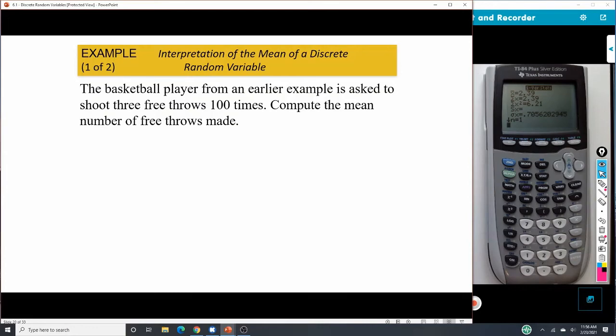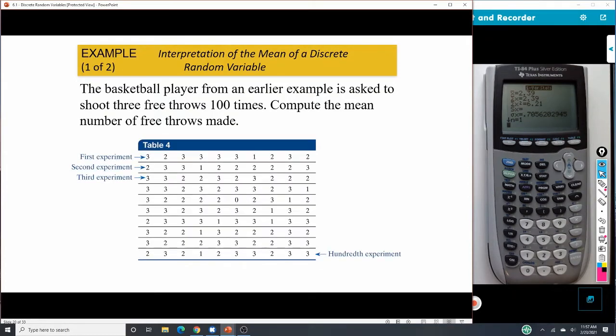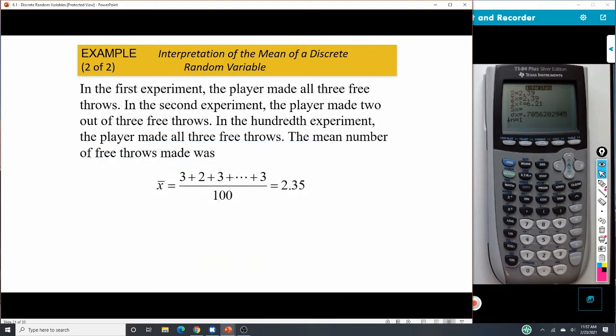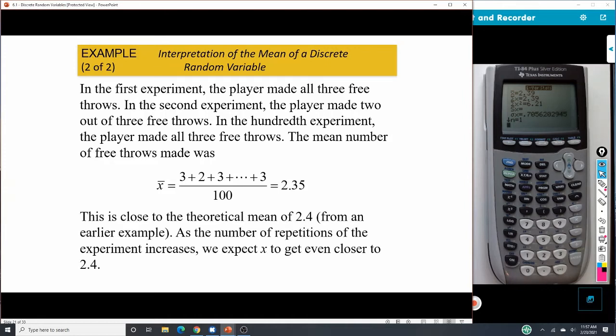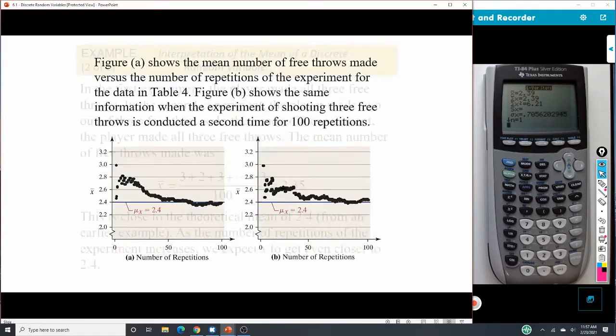Okay, and so here, if we did our basketball shots 100 times, did this experiment, we would see that our average actually comes out to about 2.35, which is pretty close to 2.4. If we were to do it 1,000 times, I bet we'd get even closer to 2.4. And the more times we do an experiment, the closer and closer it's going to get to our theoretical mean that comes from the table. And so they show that here when we're looking at the number of repetitions. Notice that they get closer and closer to that bar of 2.4.